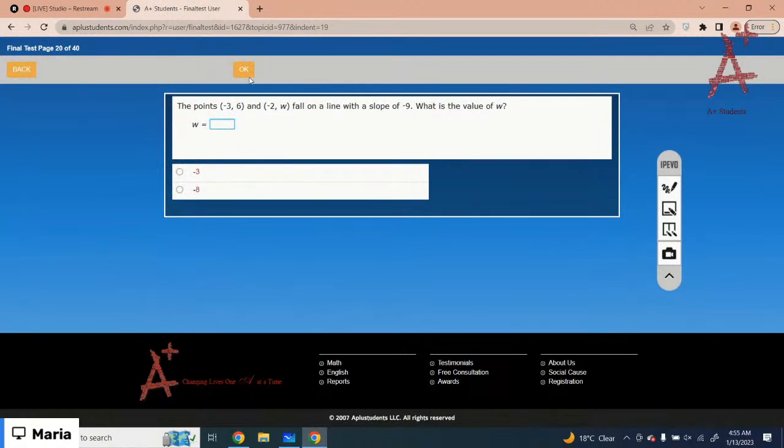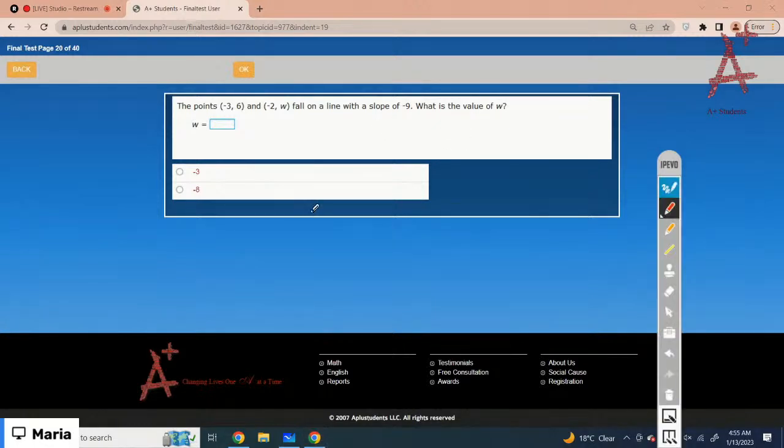Okay, the points negative 3, 6 and negative 2, w fall on a line with a slope of negative 9. What is the value of w? So you just use the formula, that would be y2 minus y1 divided by x2 minus x1. Slope is negative 9, y2 is w, minus 6 divided by negative 2 minus negative 3. Negative 9 equals w minus 6 over negative 2 plus 3, that would be 1. Negative 9 equals w minus 6 over 1. It would be w equals negative 9 plus 6. Negative 9 plus 6 is negative 3. Got it? So the correct option is negative 3.